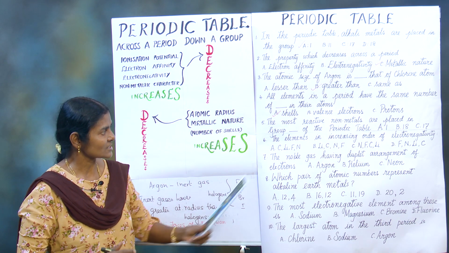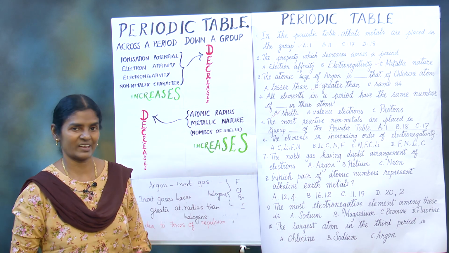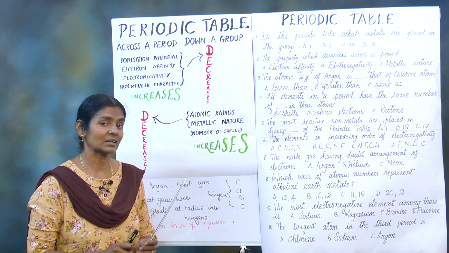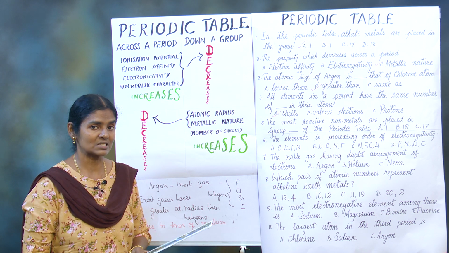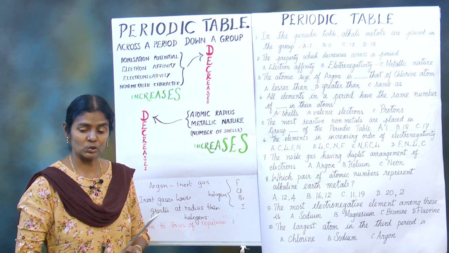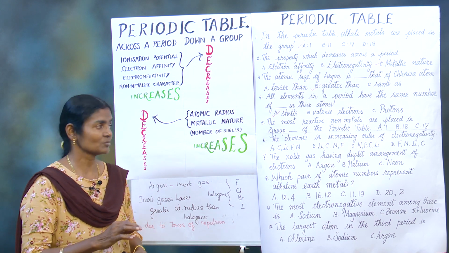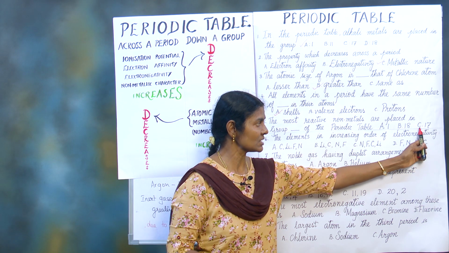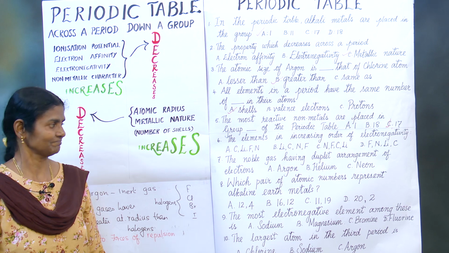Alright. Next, the most reactive non-metals are placed where? Again I told you groups 1, 2, 17 and 18. Group 1 is alkali metals, group 2 is alkaline earth metals, group 17 is halogens, and they are the most reactive non-metals. Therefore, this is the answer for this question 5.